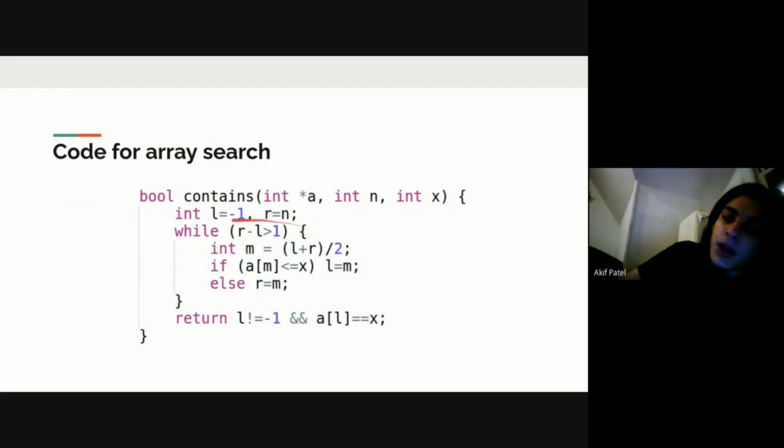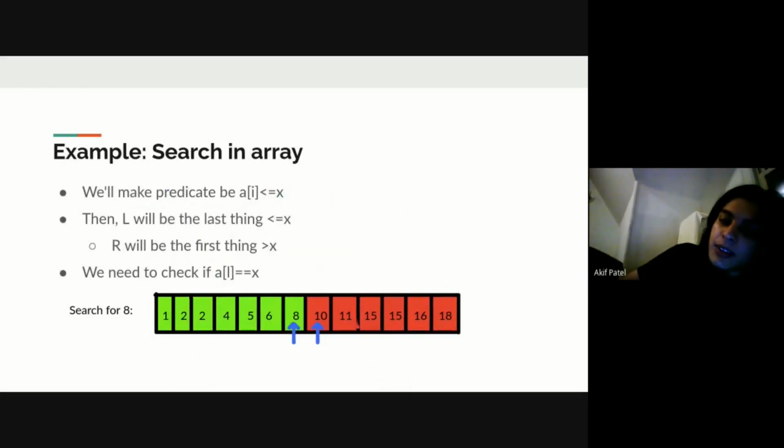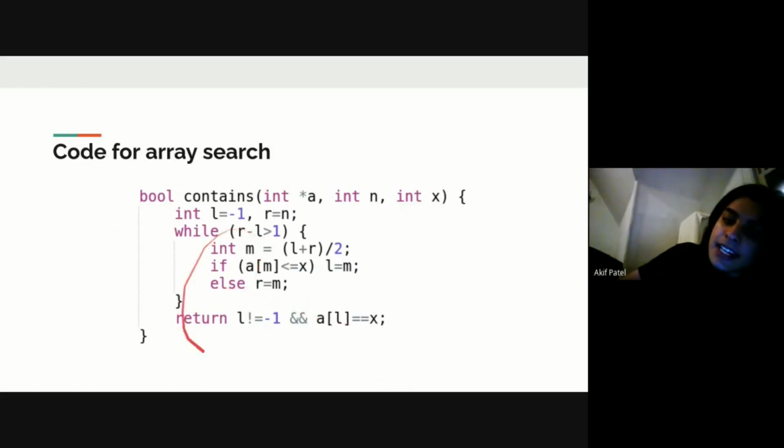Then you have the while loop condition. You find the midpoint, and here's the works function, A[M] less than or equal to x. If it works, then you set L equal to M, because L is the one that stays green. Otherwise, you set R equal to M, because that's the one that always stays red. And at the end, you check whether or not A[L] equals x.